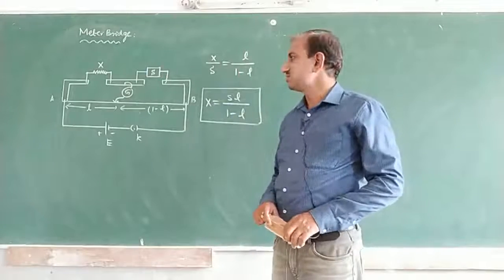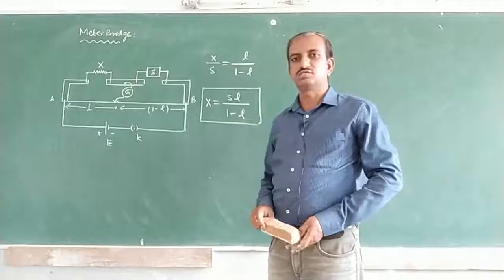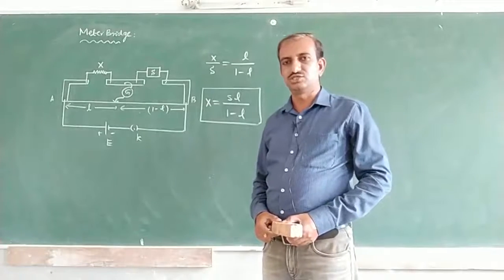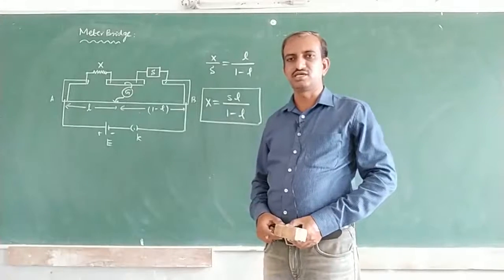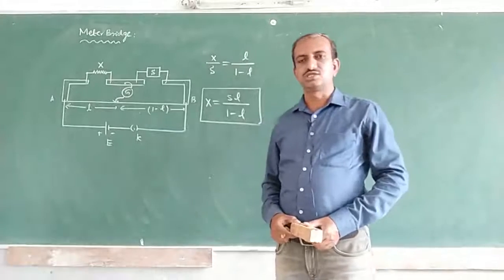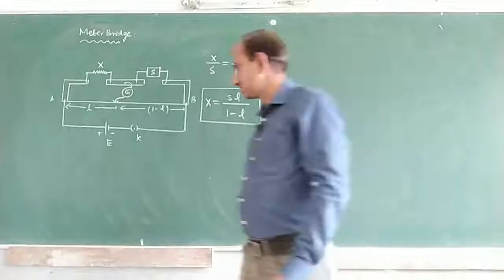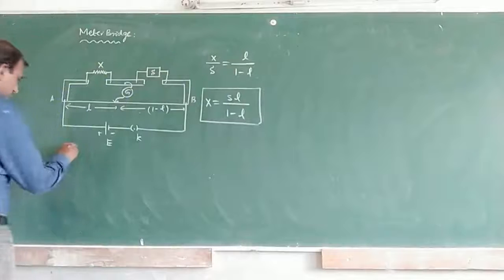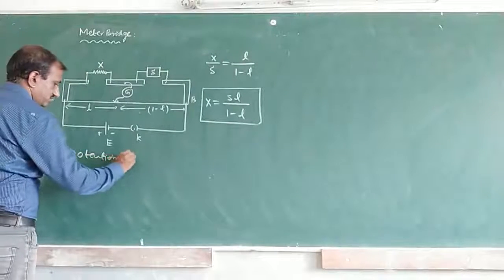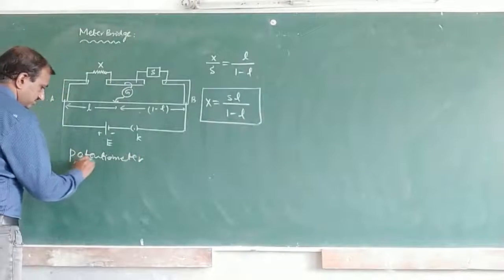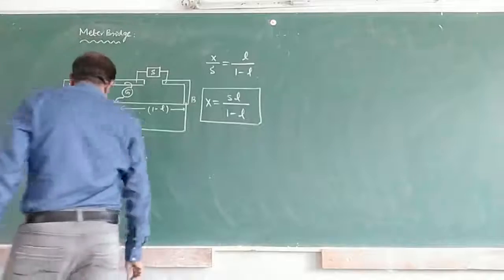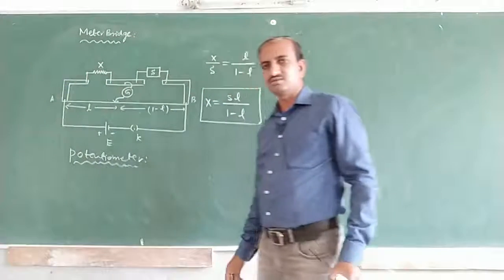One more device is known as the potentiometer. Potentiometer is a device which is used to determine the internal resistance of a cell, and we can compare the EMF of two cells using a potentiometer. Let us consider the potentiometer. It is a device which is used to determine the internal resistance of a cell and to compare the EMF of two cells.